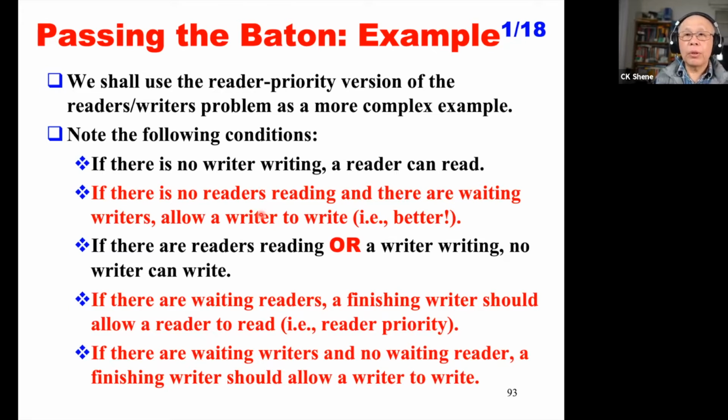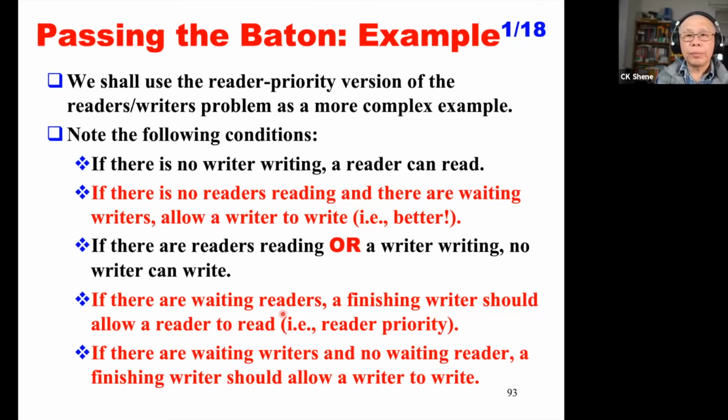In our first solution, if there's no reader reading and there are waiting writers, when that writer's semaphore is signaled, we have no way to guarantee whether the writer or the new reader will be allowed to enter. So this is a new condition. The next one, if there are readers reading or a writer writing, no writer can write. Old condition. Now the next two are also new. If there are waiting readers, a finishing writer should allow the reader to read.